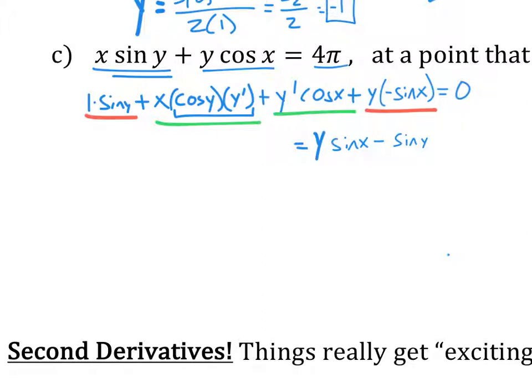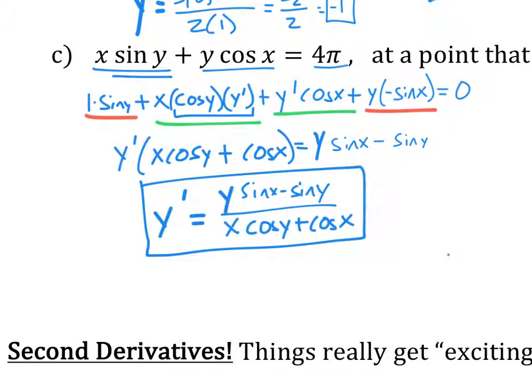And so when we factor out the y prime, we end up with something like this. So we factored the y prime out of these two underlined in green, and we've got this x cosine y left over. We've got this cosine x left over there, and the y prime out here. All right, so now we can solve for y prime by dividing both sides. And there's our derivative in terms of x and y. So that's our implicit derivative there.